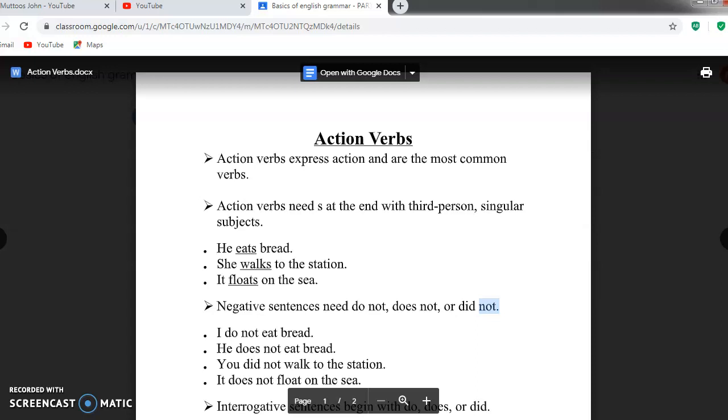Negative sentences need do not. I do not eat bread. He does not eat bread.